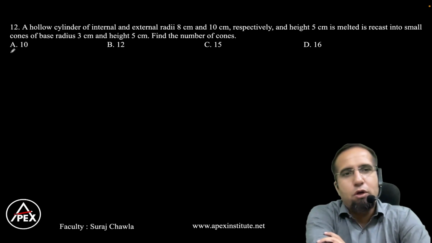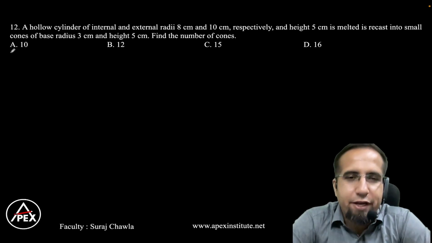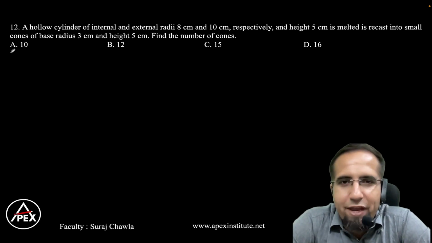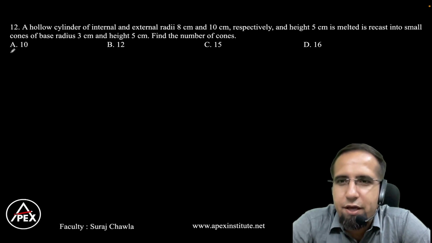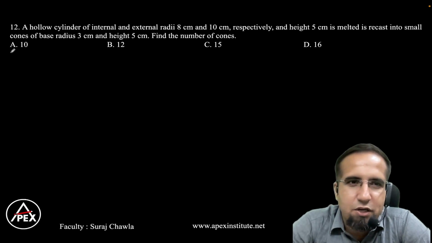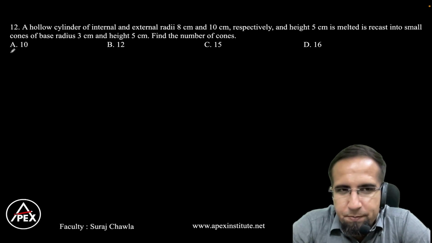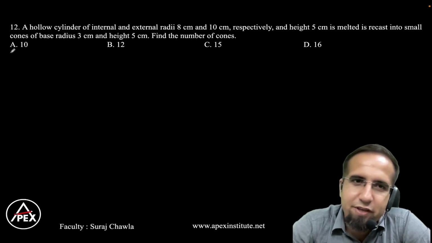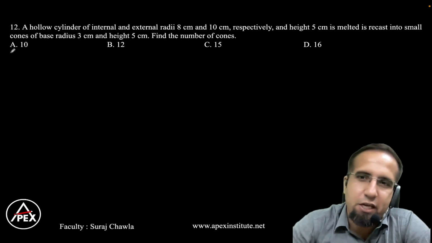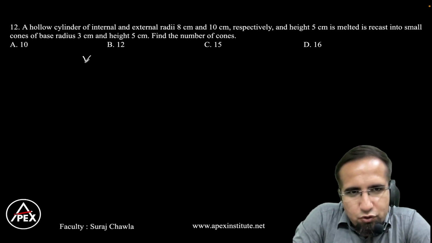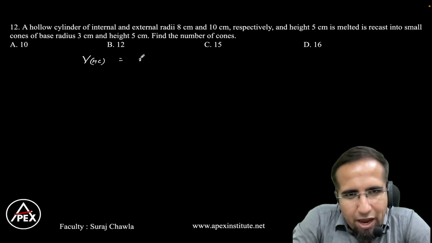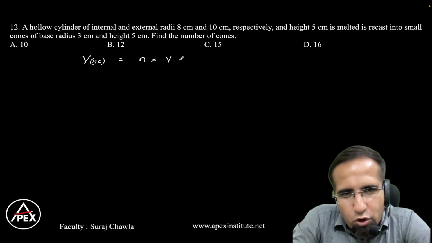Now, a hollow cylinder of internal and external radii of 8 centimeters and 10 centimeters respectively and height 5 centimeters is melted and is recast into smaller cones of base radius 3 centimeters and height of 5 centimeters. First thing we should know is whenever I'm recasting, the volume of the hollow cylinder should be equal to n number of cones into volume of the cone.